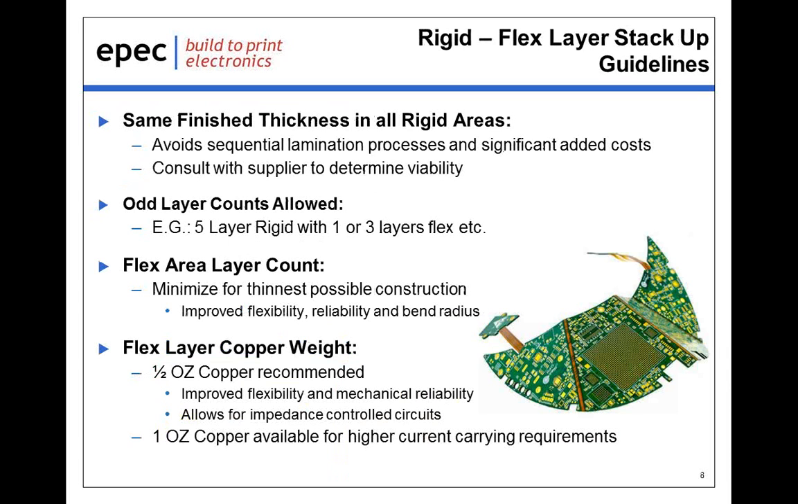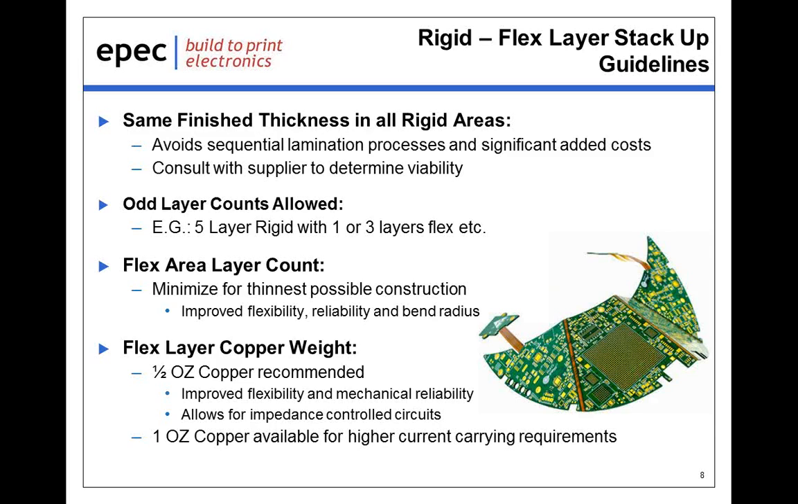A few other elements, and this is fairly important. It is strongly recommended that all of the rigid areas within the design have the same finished thickness. If a thickness variation is required, then you're looking at some very complicated sequential lamination processes, which in turn bring along some significant added costs. Again, this is an item that we strongly recommend you consult with your supplier on to determine its viability prior to moving forward with the design.